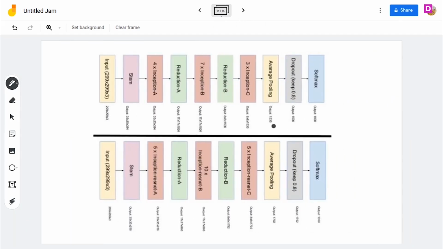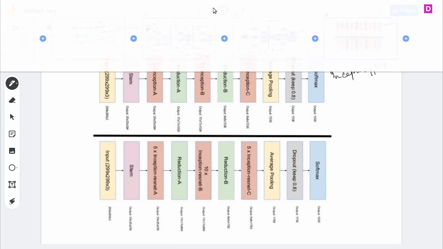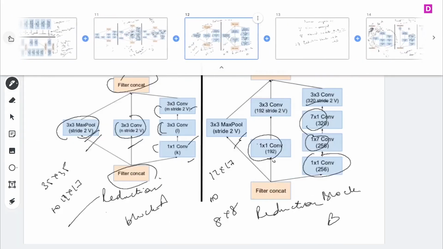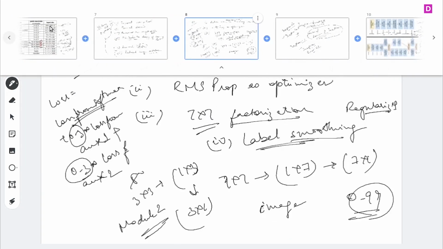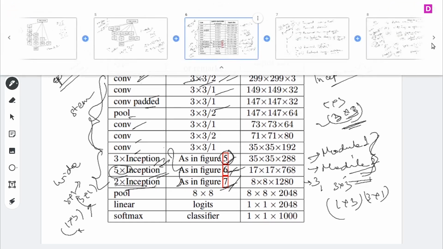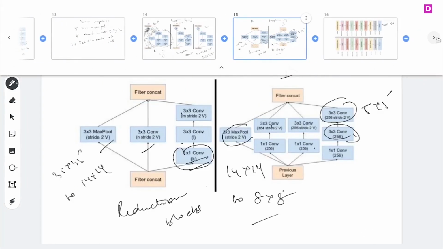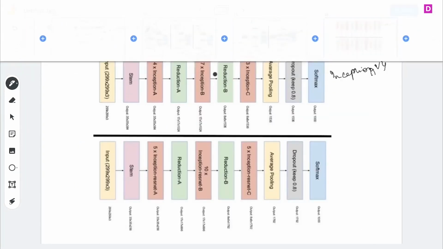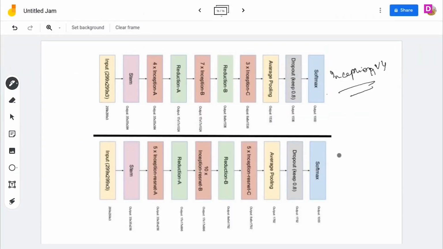And then finally here you have the inception V4 structure, the whole structure of V4. If you remember, I showed the structure of inception V3. It was there in a table. So this was the structure of inception V2 and V3. They were both released in the same paper. This is the structure of inception V4, and this is inception ResNet.